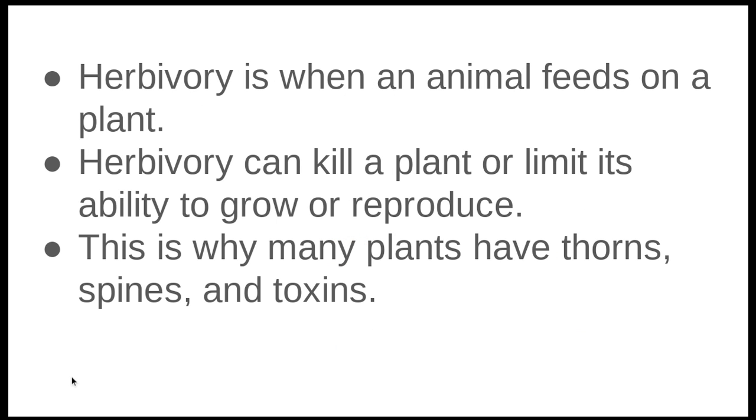Herbivory happens when an animal feeds on plants. When an animal feeds on a plant, it can kill the plant, it can limit that plant's ability to grow and reproduce. It's basically bad for the plant. How do the plants respond to that? They respond by growing defensive mechanisms.